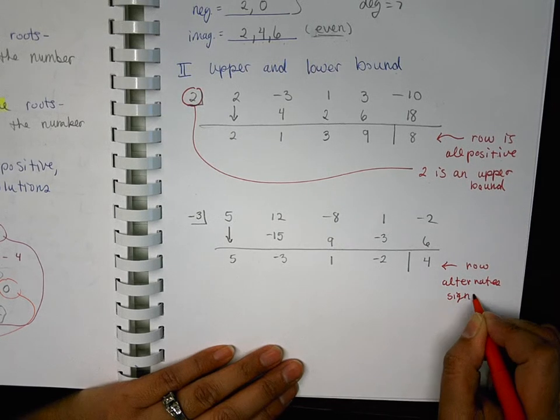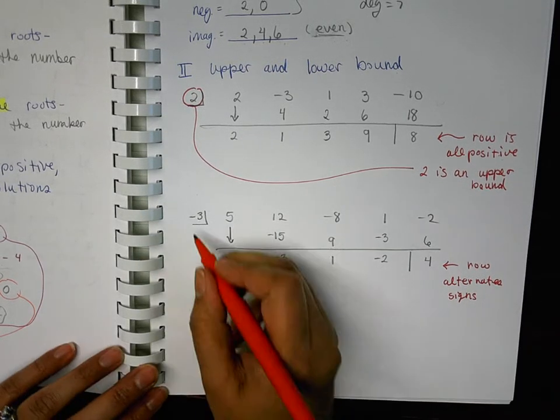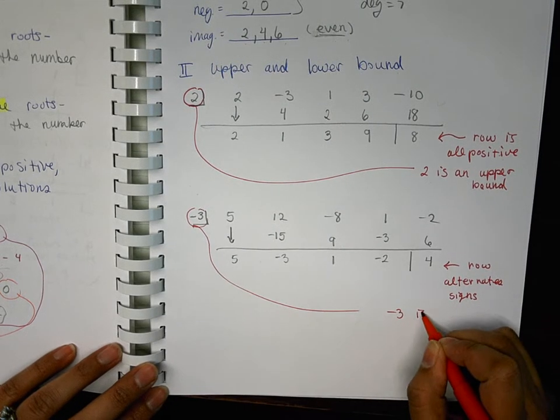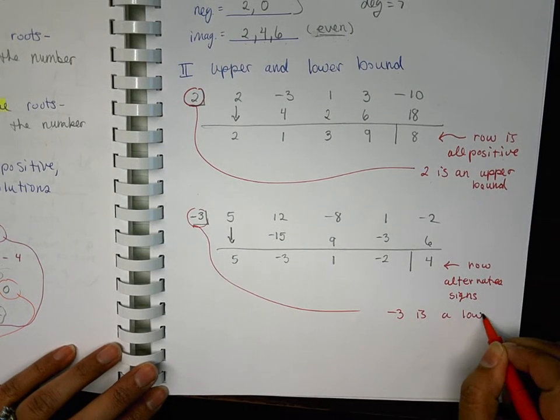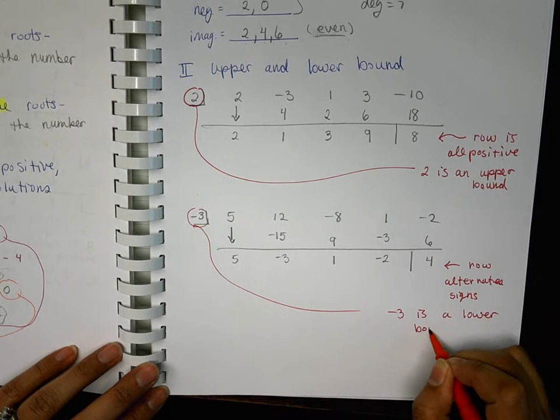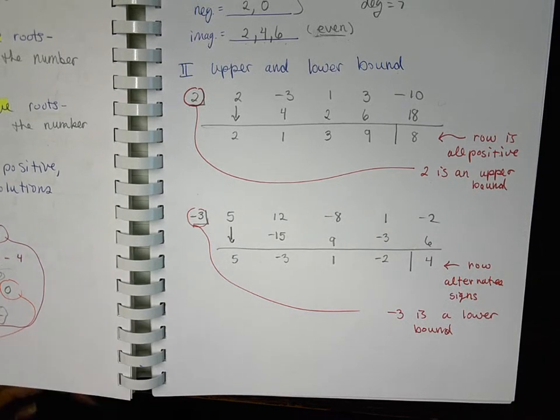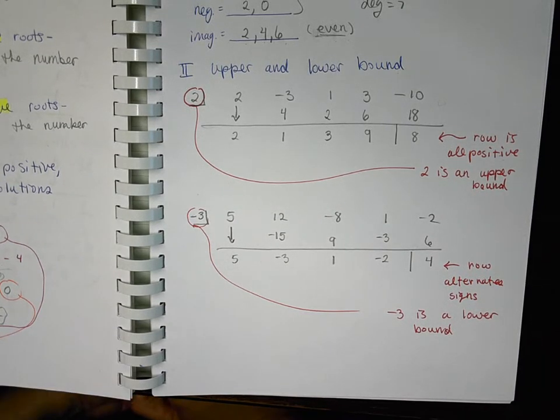Okay, so we're going to put a note here. The row alternates signs. And what does that tell us? That the number in the box, -3, is a lower bound. Now, it doesn't mean it's a solution. It doesn't have to be a solution. It just means you should try no numbers smaller than -3.